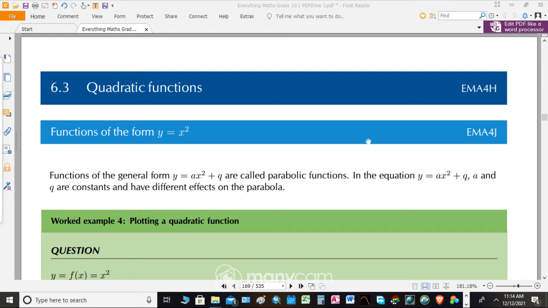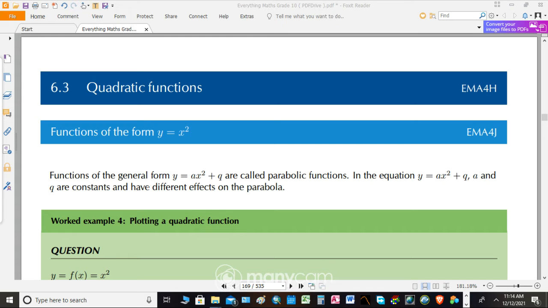Today I will introduce the quadratic function. We'll proceed from simple to complex. In general, a quadratic function can be defined as f of x equals ax squared plus bx plus c. But the simplest form of the quadratic function is y equals x squared.